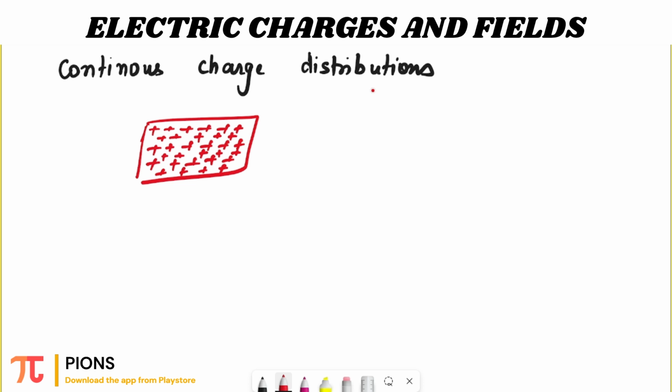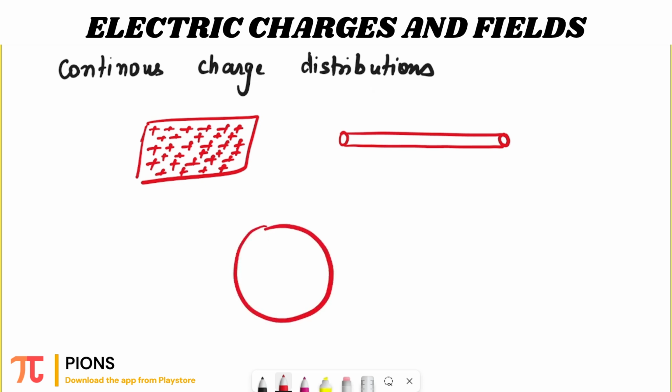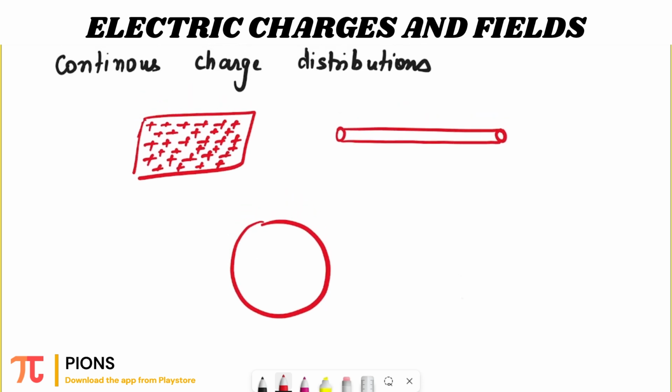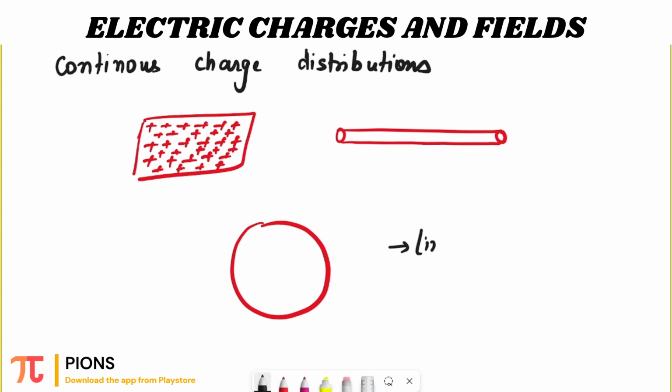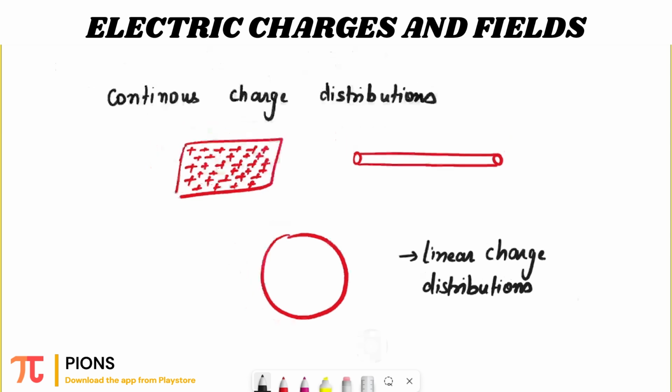If instead of a sheet I take a rod and it is completely charged, or a spherical ball that is completely charged, such distributions are known as continuous charge distribution. In continuous charge distributions, there will be mostly 3 cases. The first case we call linear charge distribution.